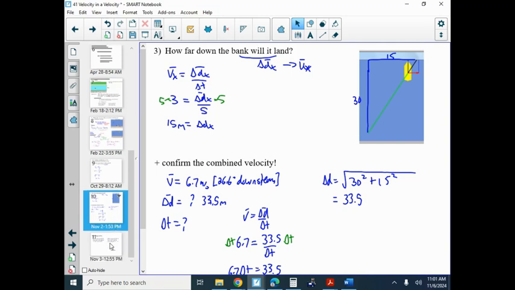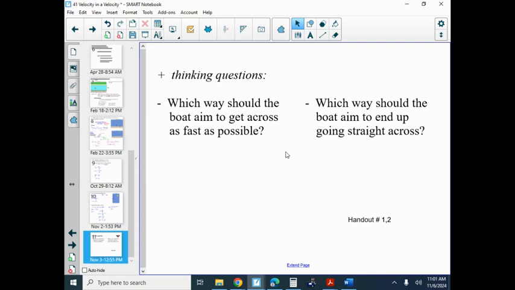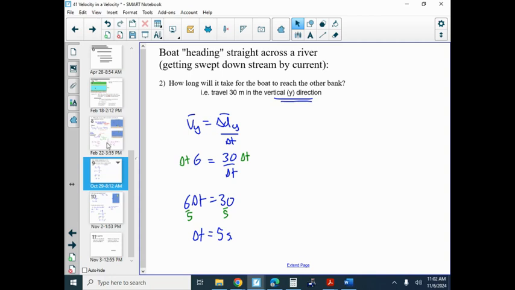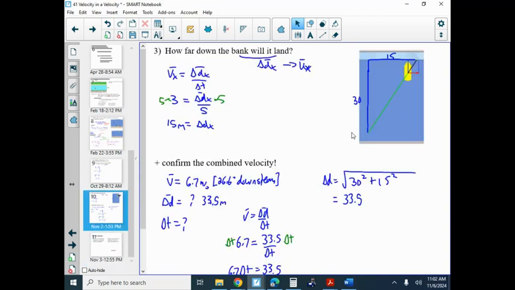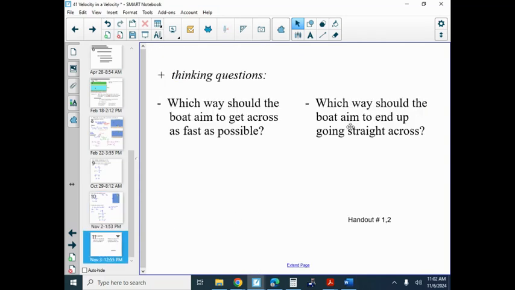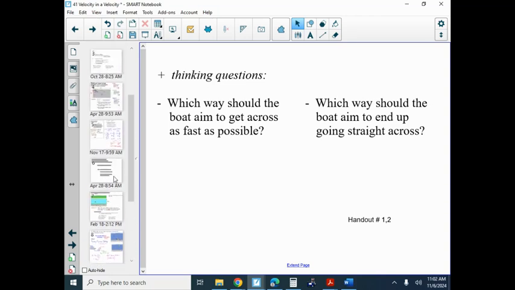Okay? The thinking questions beyond this would be for you to try to think about what way the boat would have to aim to get across as fast as possible. So have that time, this 5 seconds, be as short as possible. Maybe this is the direction, maybe it isn't. What's the fastest time that it can get across, and which way do you aim? And then the other one is, which way should you aim to end up going straight across instead of getting swept downstream? Either question, maybe they're the same as each other, maybe they're not, but those are some thinking questions that are a bit of a challenge typically.